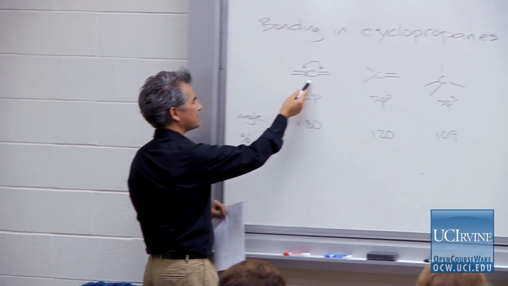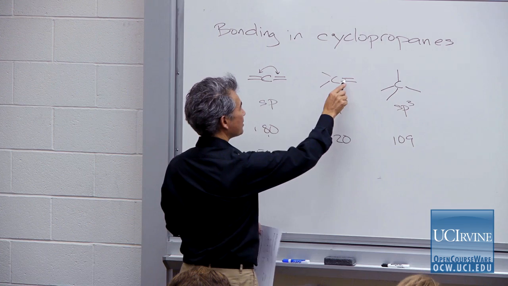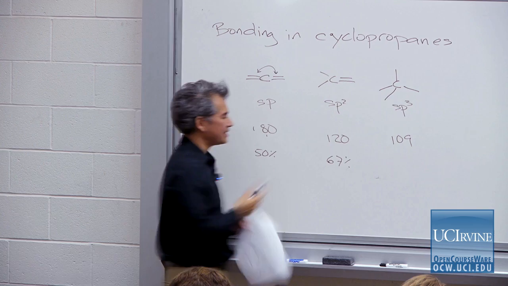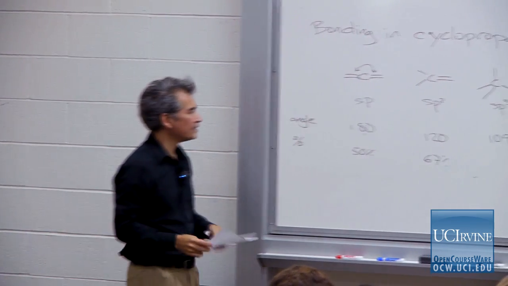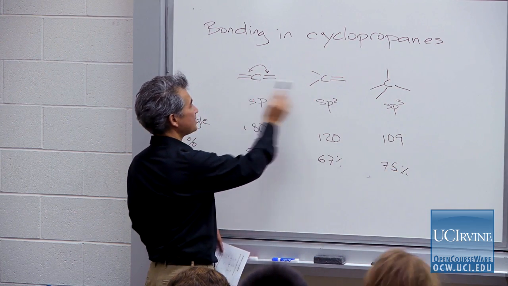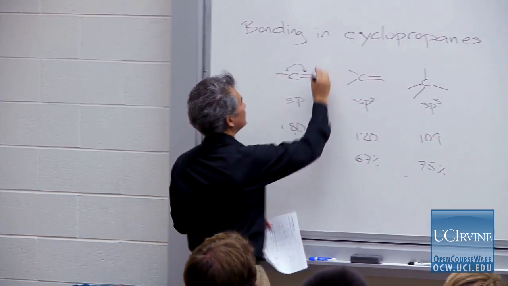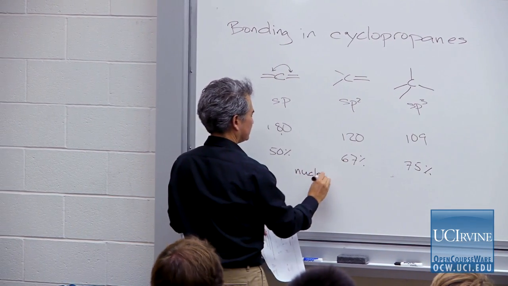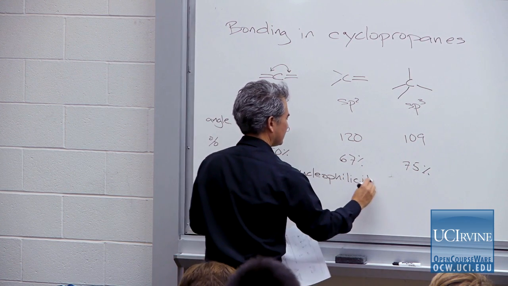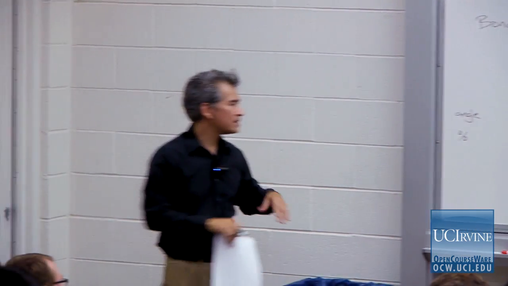Okay, how much p character is there in this case? That's 50% p character. How much p character in this case? It's about 67, 66. It doesn't make any difference whether you say 66 or 67. And finally we get to sp3 and it's 75% p character. What's happening to the nucleophilicity of these sigma bonds? The bonds are becoming more nucleophilic. Not the pi bonds, but the sigma bonds are becoming more nucleophilic as we increase the p character.